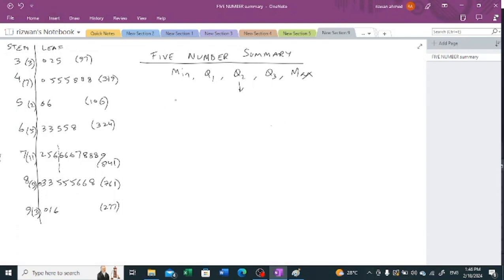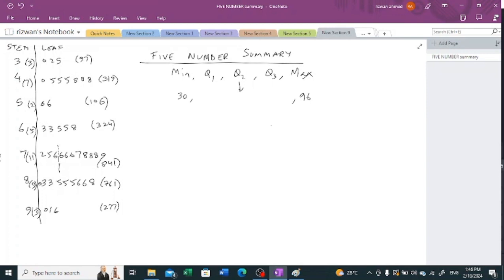Minimum is already identified, and this is 30, and maximum is 96, as we look at the starting number and the last number of the stem and leaf display. Now, median we have also determined.